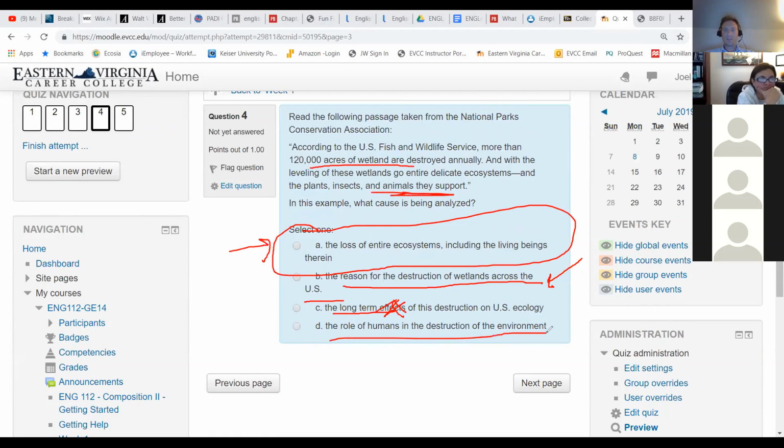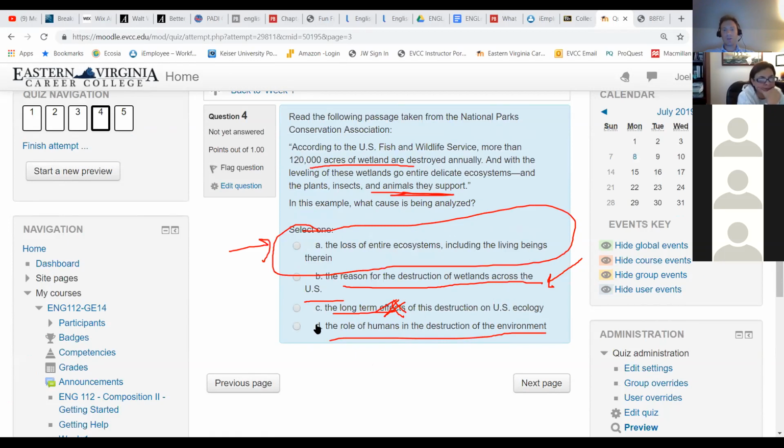The role of humans, that would be kind of evaluating, right? Evaluate the role of humans in destroying wetlands. Well, wetlands, here's what's happening. What role do humans have in each of those? Are they more responsible, less responsible? But the paragraph doesn't mention human intervention. That's a great point as well, right?